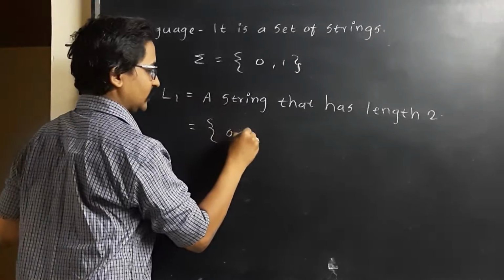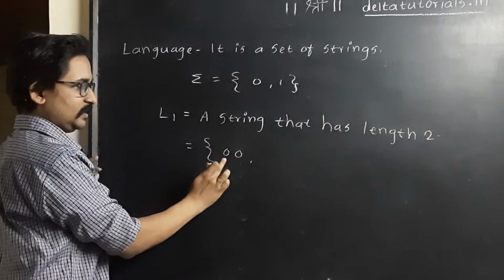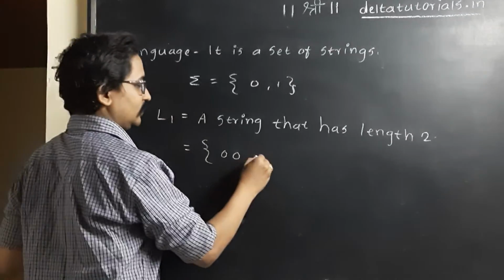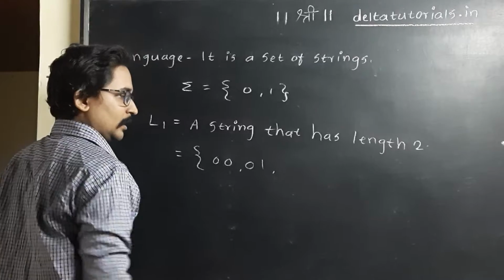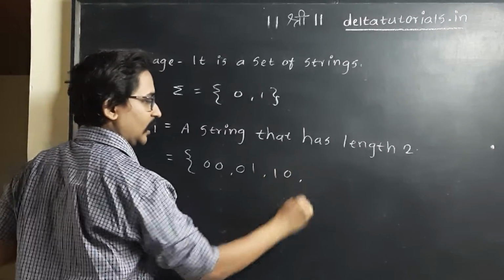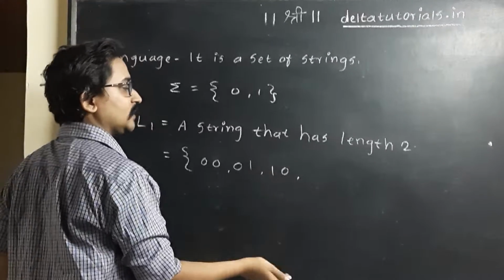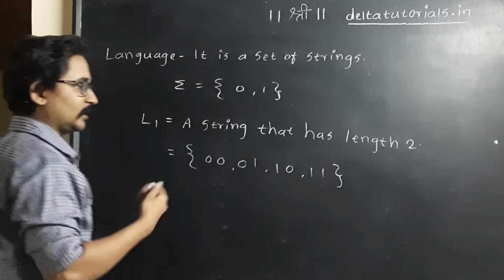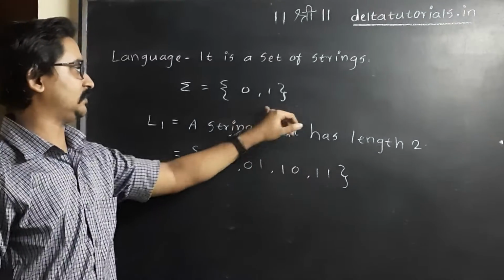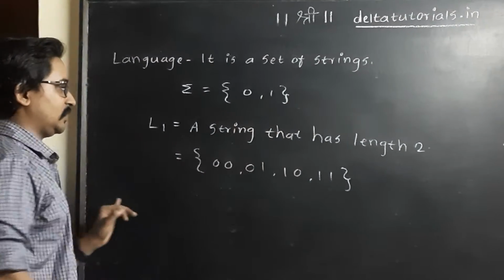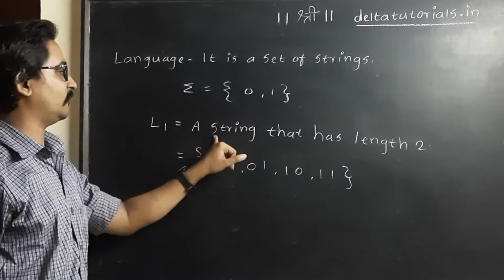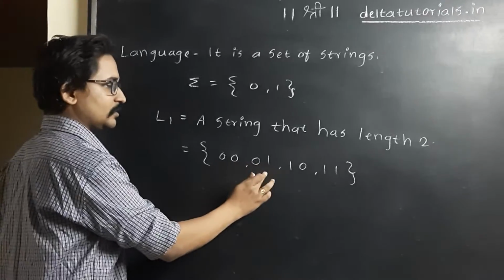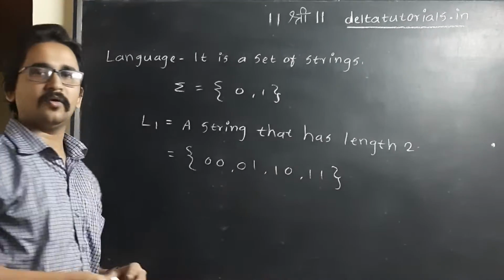0 0, this is of length 2. See, this is 1, this is 2, so its length is 2. Then 0 1, then 1 0, and lastly a two digit combination can be generated as 1 1. We cannot derive any further combination by using 0 and 1. So L1 is a language. It is nothing but the set of all strings that have length 2. So it is 0 0, 0 1, 1 0 and 1 1.